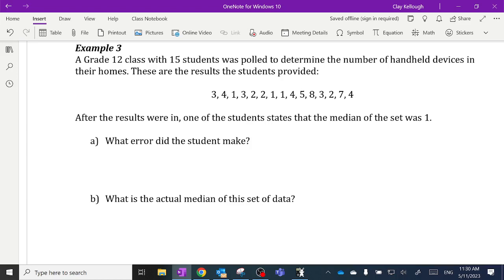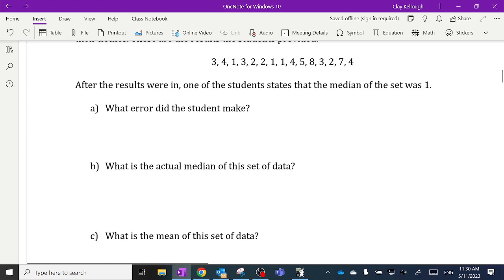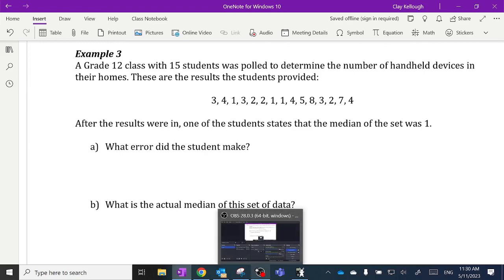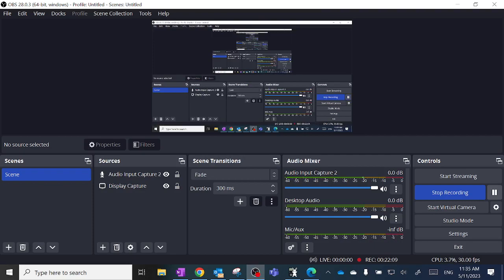After the results were in, one of the students states that the median of the set was 1. What error did they make? And then do the calculation, what's the actual median? And then from there, what's the mean and what's the mode? So I'll give you a couple minutes to try this question, and then we'll meet back here. Guys at home, pause your video and give it a try. Okay, we're back.